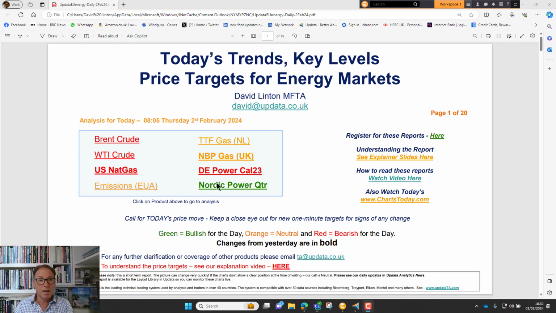And you can see here we use the traffic light system. Red is bearish, orange is neutral, and green is bullish. And bold highlights that there's a change from the previous day. And it uses the price targets.